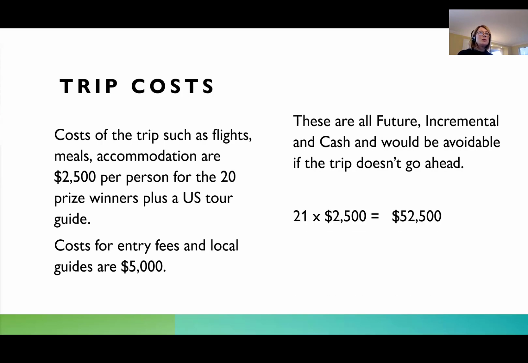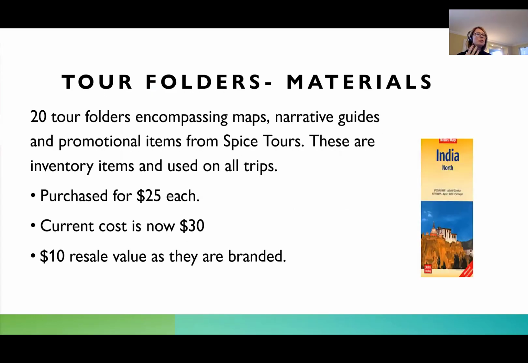So therefore, 21 times the 2,500, because we've got 20 plus the one tour guide. And then we've got the extra 5,000 due to fees and local guides. So the relevant cost, because they're all incremental and future and cash, is 57,500. Now we're going to tour folders. Now, of course, this was a service, but a service still will have materials. So I'm applying this to my tour folders.